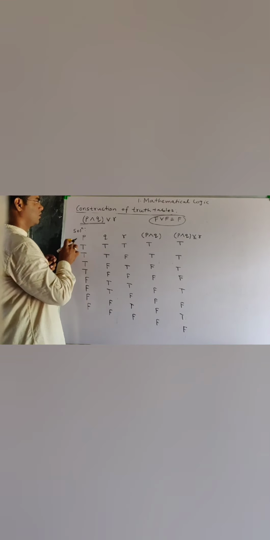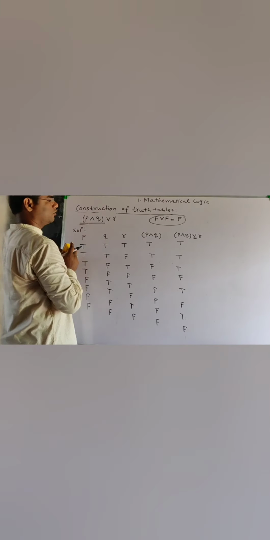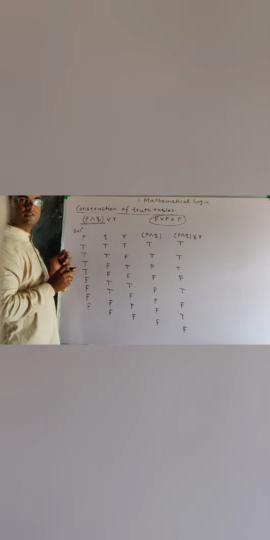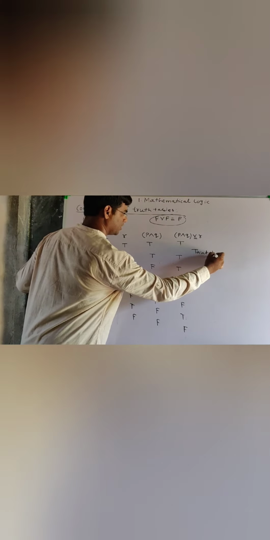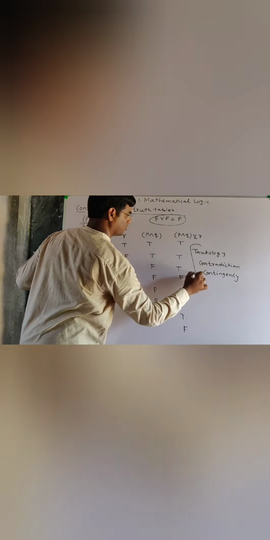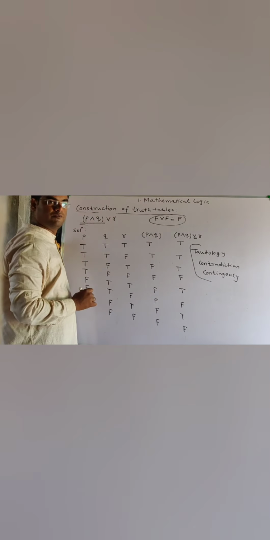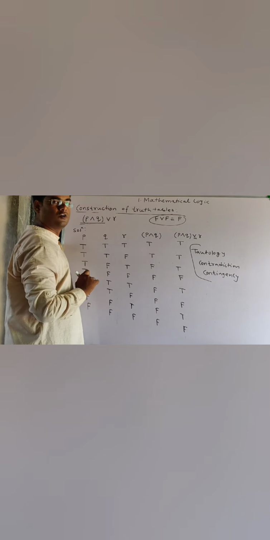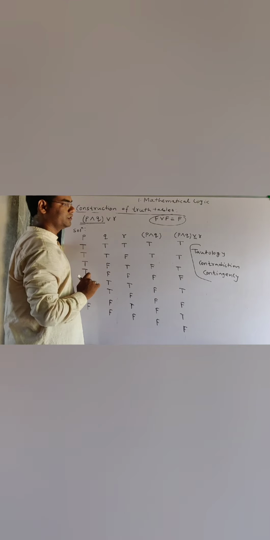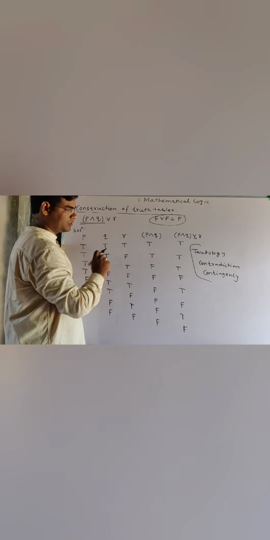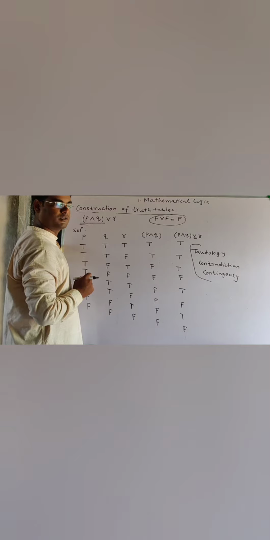Similarly, the next topic is, after construction of truth table, using truth table you have to examine whether the statement is tautology, contradiction or contingency. Using truth table, we have to check whether the given statement is tautology, contradiction or contingency.